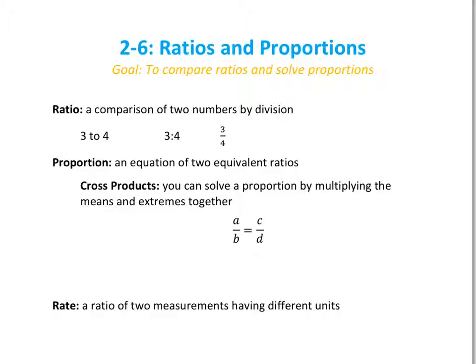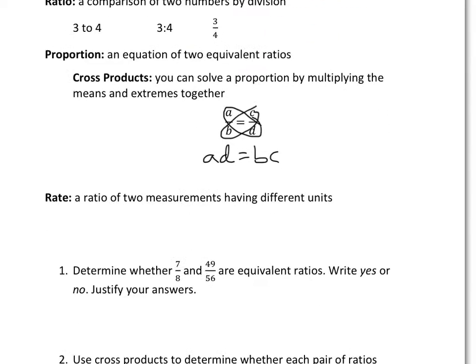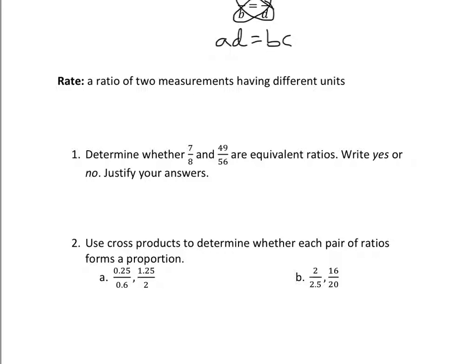A proportion is just two of these ratios put together with an equal sign, right? So they're equivalent ratios, so they're equal to each other. We solve proportions by finding the cross products, okay? So we're going to multiply the cross products together. You can rewrite this as A times D equals B times C, and that's going to help us solve our proportions.